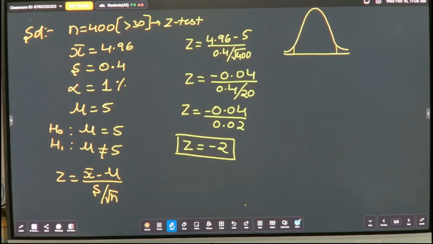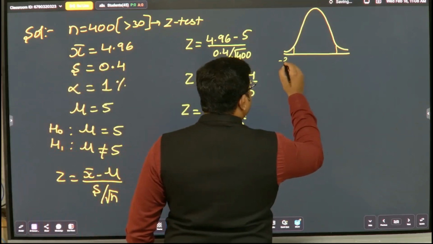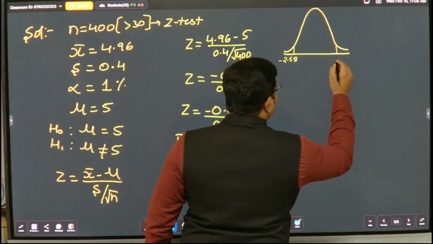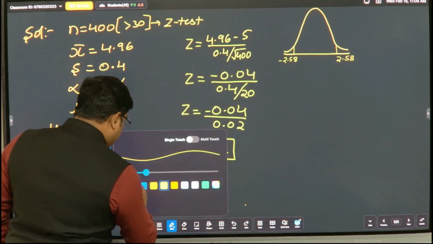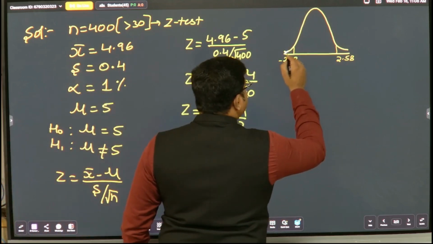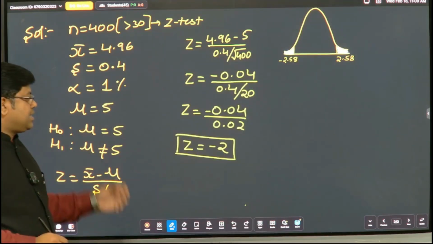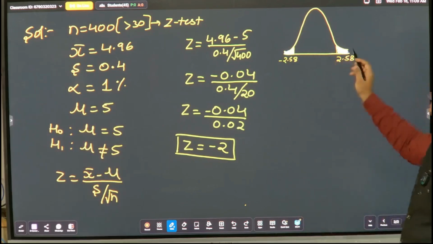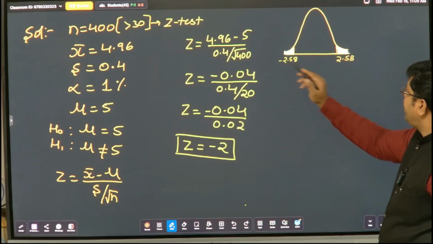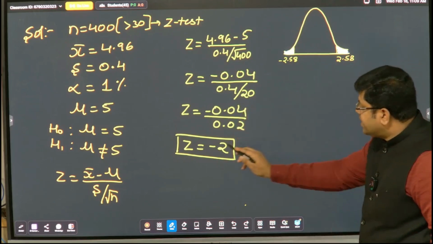So the critical values are 2.58, correct? This is minus 2.58 and plus 2.58, correct? Any doubt? Students, from the table, have you got it? Where does this Z lie? Either the rejection region, white color, minus 2.58, 2.58, right? Where does this minus 2 lie?